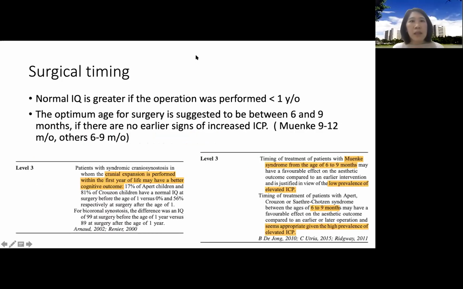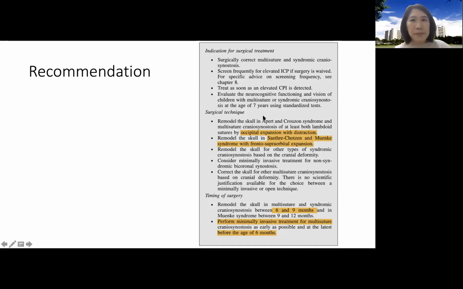Next slide. So how about the surgical timing? They all suggest doing the surgery before 1 year, because they found normal IQ is more common if the operation is performed before 1 year. So the optimal timing for the surgery is suggested to be between 6 to 9 months if there are no earlier signs of increased intracranial pressure. However, for Muenke, because there's a low incidence of intracranial pressure elevation, you could do the surgery around 9 to 12 months.